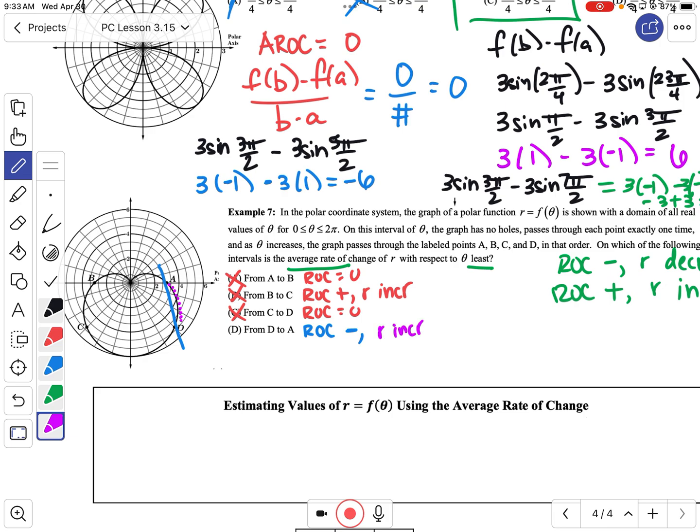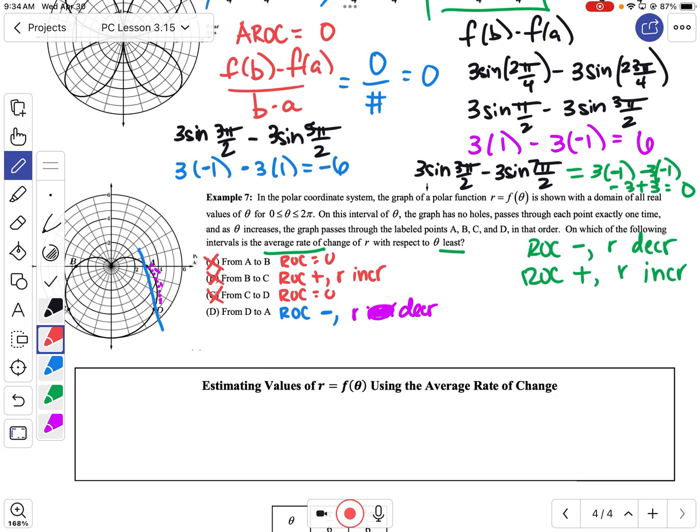So I have opposite descriptors, a negative rate of change and an increasing, no, sorry. I said that backwards because I'm going from D to A. I'm going backwards, so it's decreasing. Okay, so I have the same descriptor, negative and decreasing. Yep. So that's what we get. It'd be that last one.